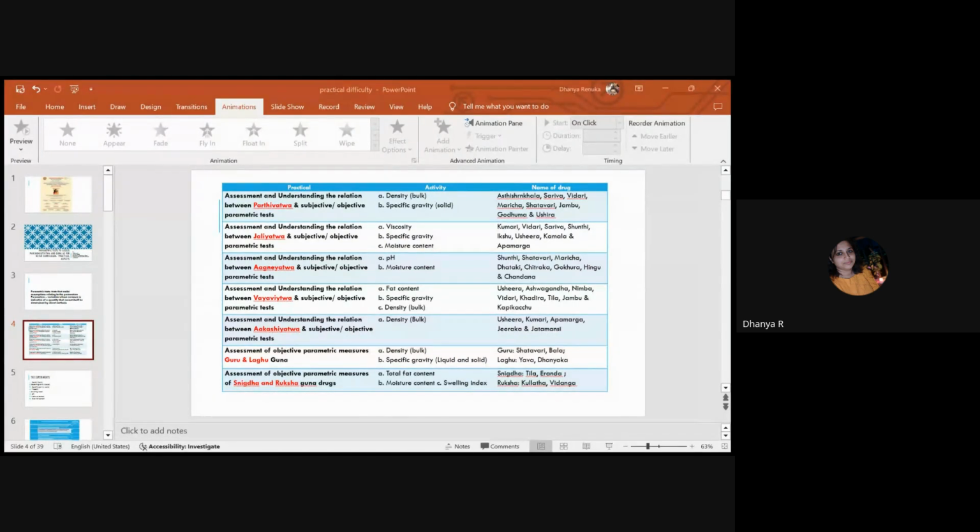So the 8 experiments that we have to conduct are bulk density, specific gravity of liquid, specific gravity solid, viscosity, swelling index, pH, moisture content, and total fat content. The new syllabus of NCSM is very good, very elaborate. They have even given the cognitive levels, the levels the student should be knowing. All these things are being elaborated.